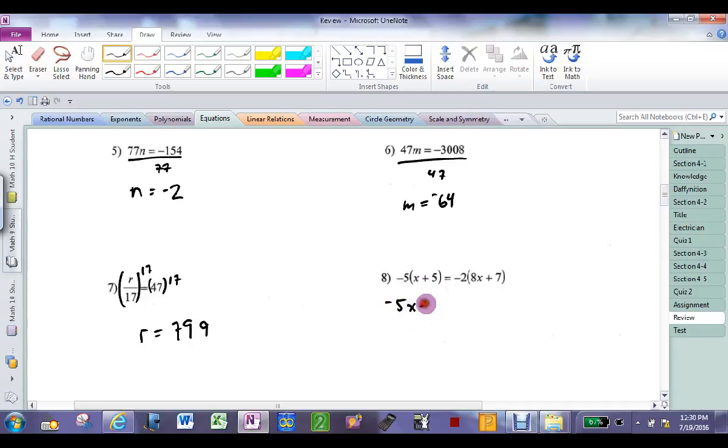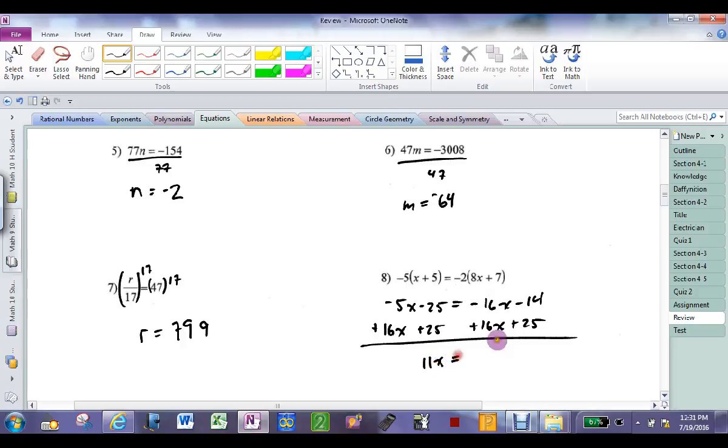Negative 5x minus 25 equals negative 16x minus 14. Collect your like terms. Plus 16x, plus 16x, plus 25, plus 25. 11x equals 11. X equals 1.